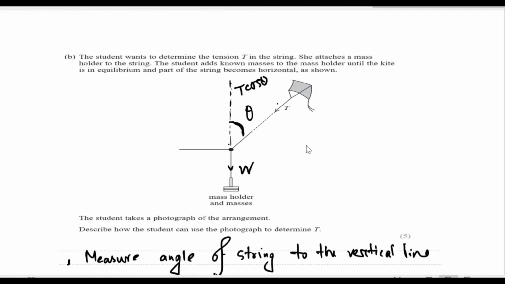So remember, tension force produces theta angle with the vertical line. This one is the vertical line. Tension T produces theta angle with the vertical line. That's why it is T cos theta, and opposite force W, weight, acts downwards. So that's why T cos theta equals W. Remember this technique.